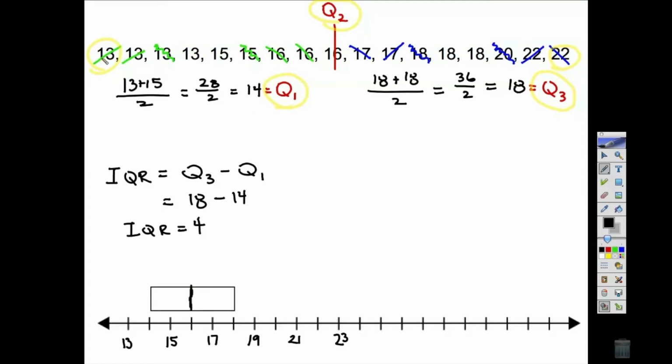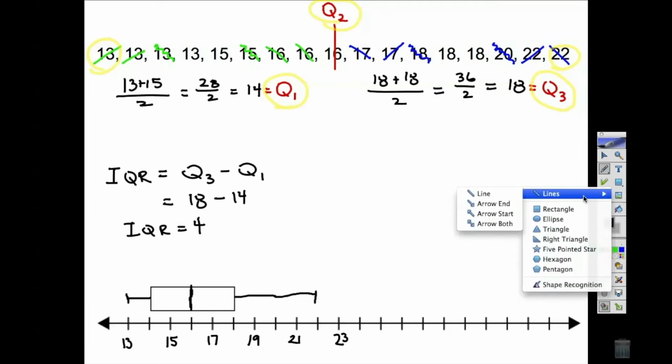Right, and then our whiskers go from 13 all the way to Q1. So here is 13 all the way there. And then it ends at 22, which is right here. And then a line again. And that there is our box and whiskers. Right, that's how we do it.